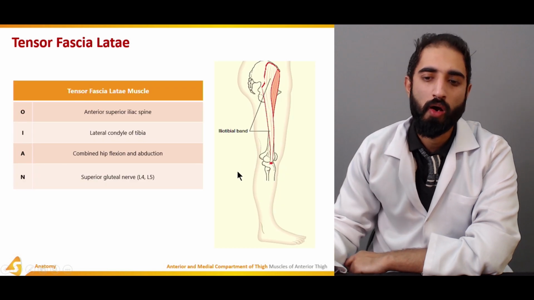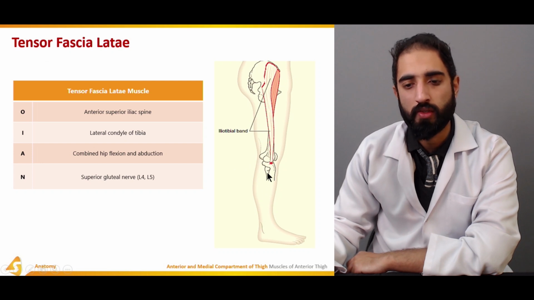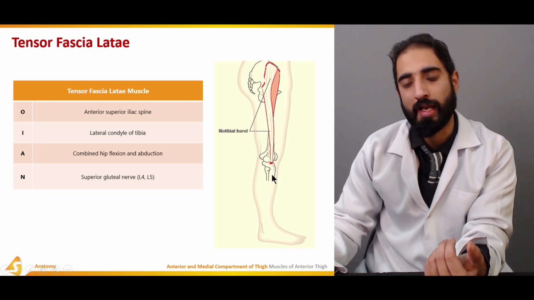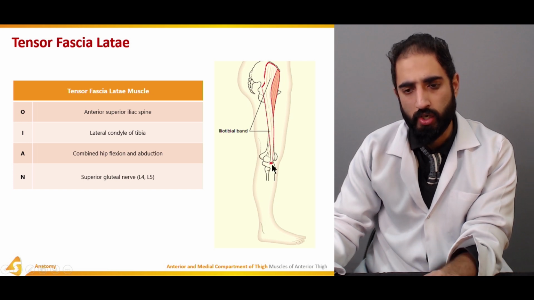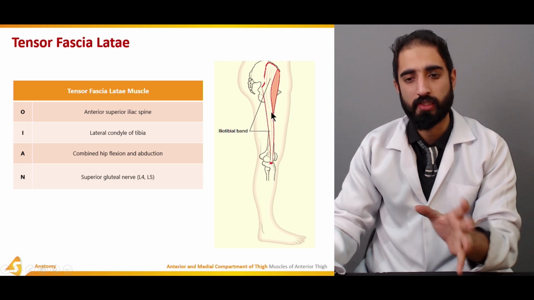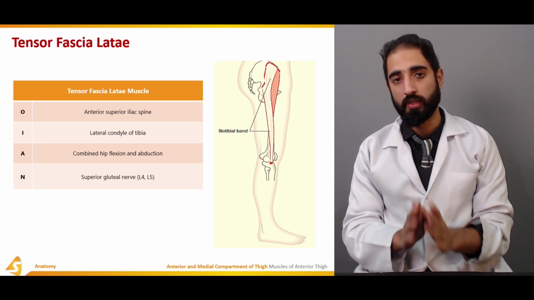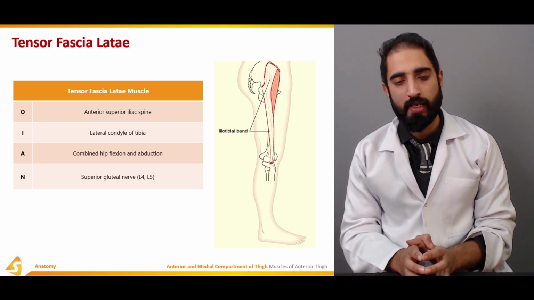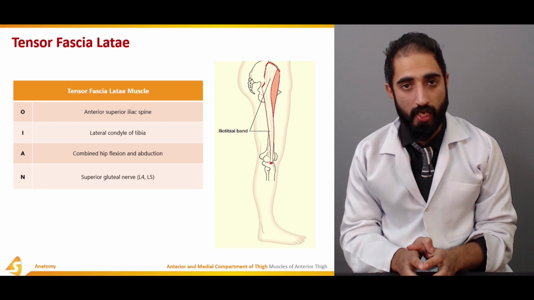But if we talk about the tensor fasciae latae, it is a muscle which is acting at the hip as well as at the knee, but it does not have any significant function at the knee, so it only acts as an accessory muscle there. It has a primary, more major function at the hip joint, and it is twofold. It acts as a hip flexor as well as a hip abductor.